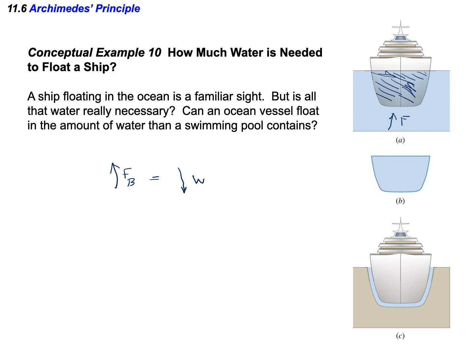So the question is, can an ocean vessel float in the amount of water that a swimming pool contains? If the swimming pool has capacity to hold more than this volume, then this ship can float in a swimming pool, because the only thing it needs to consider is the weight force, and the buoyant force, the force from the water on the ship, which is equal to the weight of the displaced water. If these two are the same, whether it's in a swimming pool or in an ocean, it doesn't matter. So if the pool has enough capacity to hold more than the volume of displaced water, then a swimming pool can float a vessel.